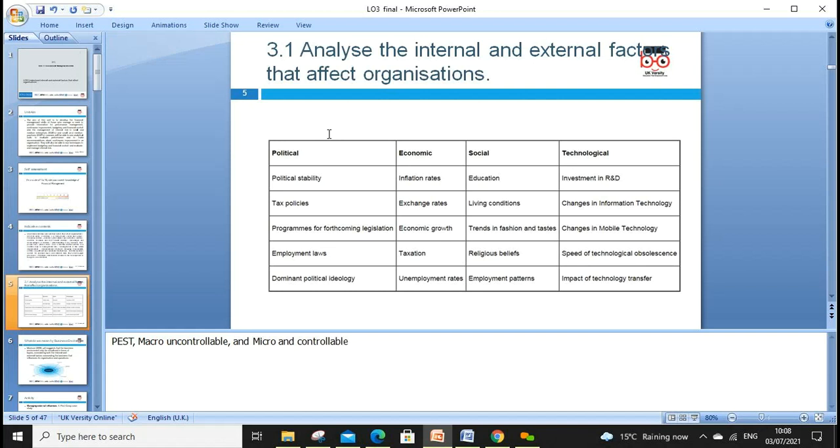So COVID-19 is not in our control as an organization. COVID-19 impacts our performance. We have to adjust our operation according to the external environment, what is happening outside. So when we look at this macro environment, we can look at political factors, political stability. When we look at Labour and Conservative, two different political ideologies.